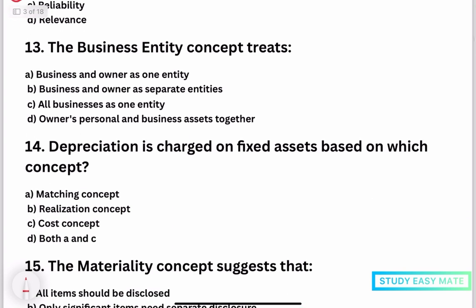So, 13th one, the business entity concept treats business and owner as separate entities. This is the main basic that you should remember, okay? Because it always treats the business as a separate entity from its owners. This means business transactions are recorded separately from the personal transactions of the owner.